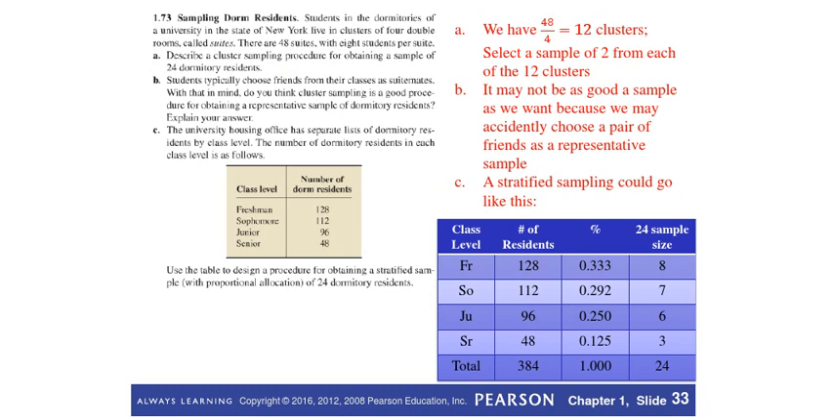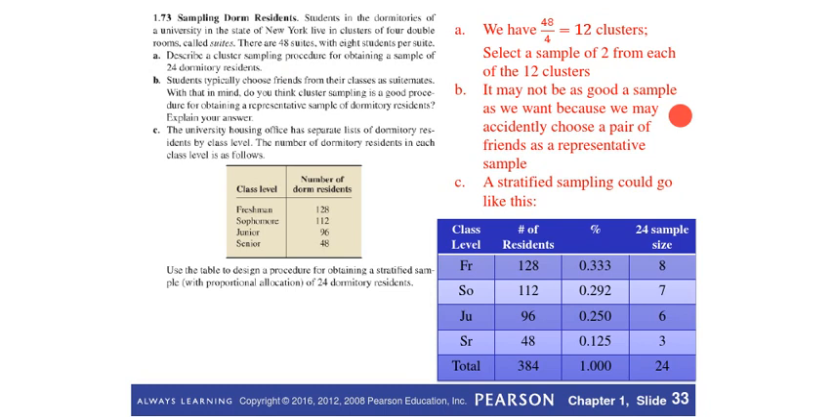So we might want to make sure that we have people on different floors, or if there are a couple of different buildings, we want to make sure that we spread them out evenly throughout the 2 buildings and then randomly choose a sample of 2 from each of those. So students typically choose friends. So what does this tell us about how good a procedure we have? Well, it may not be as good a sample as we want. It may, but it may not be, because we might accidentally choose a pair of friends as a representative sample.